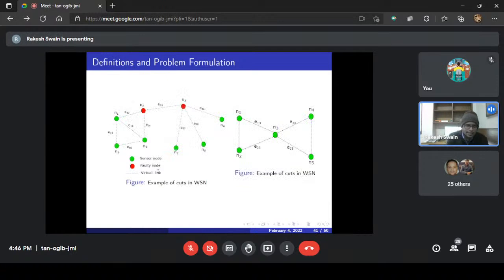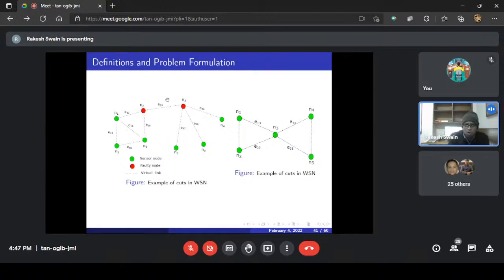You can see the example. Suppose this very simple network is there. Suppose for that network, this red node is the faulty node. That means it does not respond. Due to this particular node, N2, the total network is divided into two parts. So we can call this a cut node also. Here N3 is also a cut node, because if you disconnect that node, the total network is divided into four parts. This is one part, this is one part, this is one part, this is one part, so four parts. So these are also cut nodes.